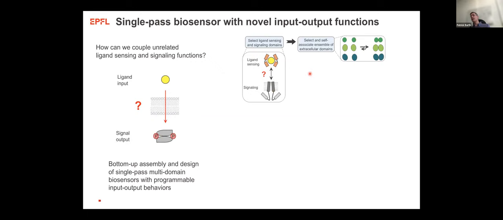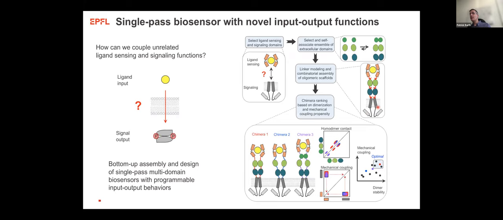For that purpose, we construct libraries of interacting extracellular domains, and we either model them based on existing experimental structures, or we dock them and identify putative dimer conformations. And then in a first step, we assemble full length receptors by combining different combinations of these extracellular domains in order to couple the ligand sensing and the transmembrane region. And then we rank different potential chimeras based not only on the stability of the receptor construct, of course, but also on their ability to form homodimer contacts at the interface, and on their ability to mechanically couple the ligand sensing domain and the transmembrane region. According to our hypothesis, optimal chimeric constructs should exhibit optimal signal transduction if they maximize dimer stability and mechanical coupling.